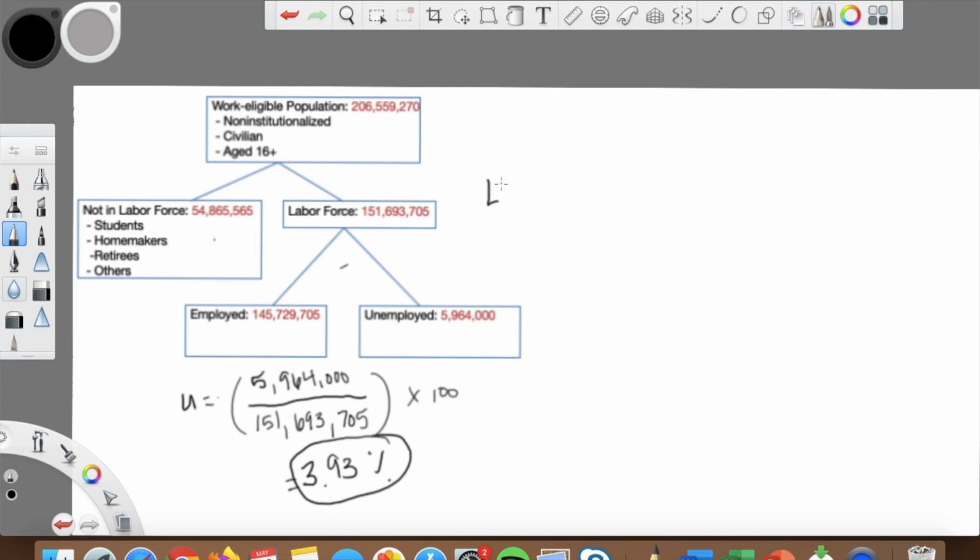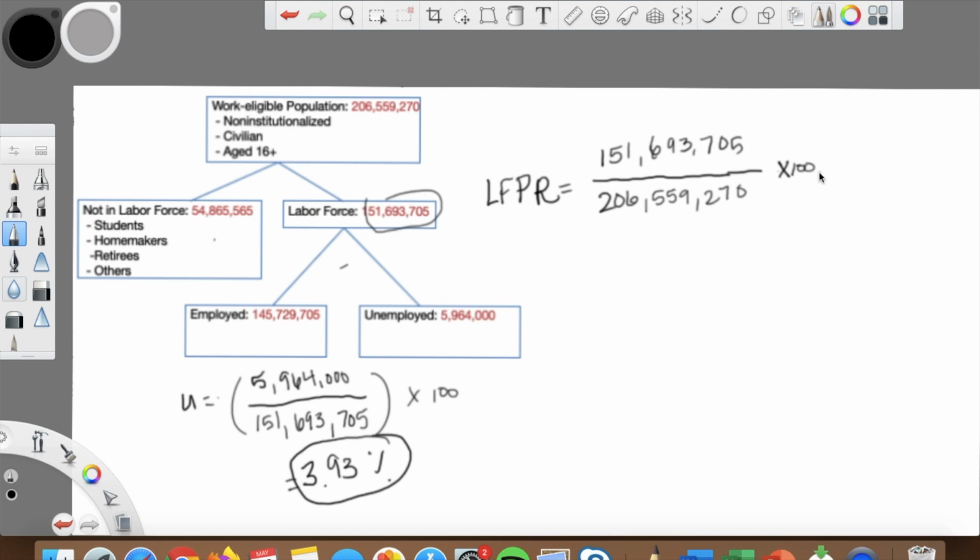So I'm just going to abbreviate that. Labor force participation rate. So the way we get that is we are going to put our labor force up top. There's our labor force right there. So 151,693,705 people. And then we're going to divide it by the work-eligible population. So our work-eligible population is this top number in this little tree here. So we are going to put 206,559,270 folks as my work-eligible population. And then we're going to multiply it by 100 to calculate that.